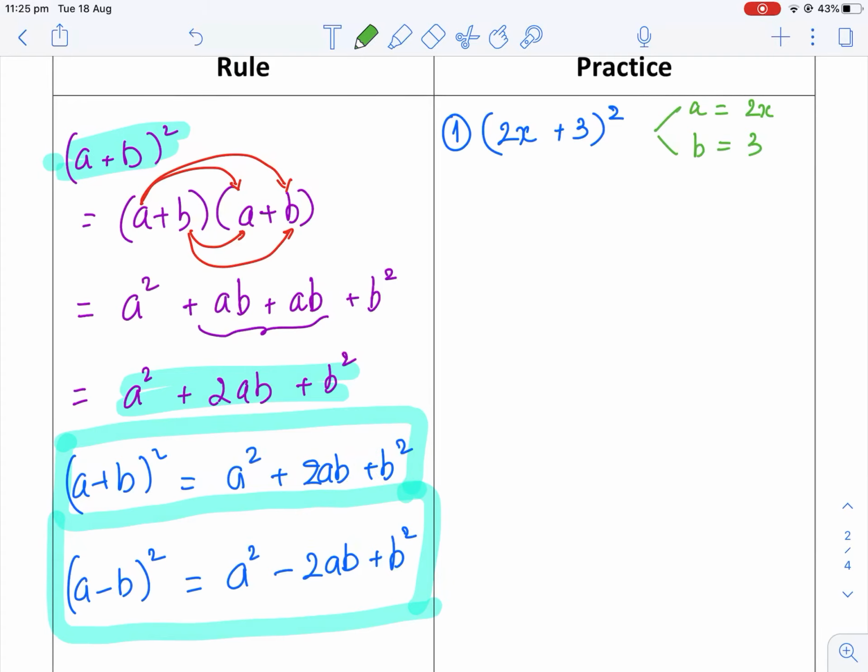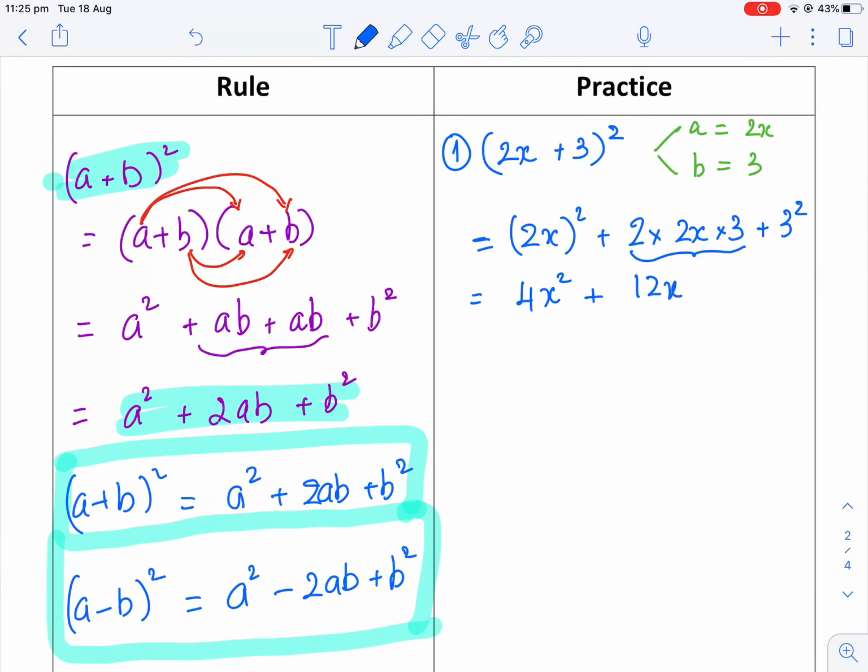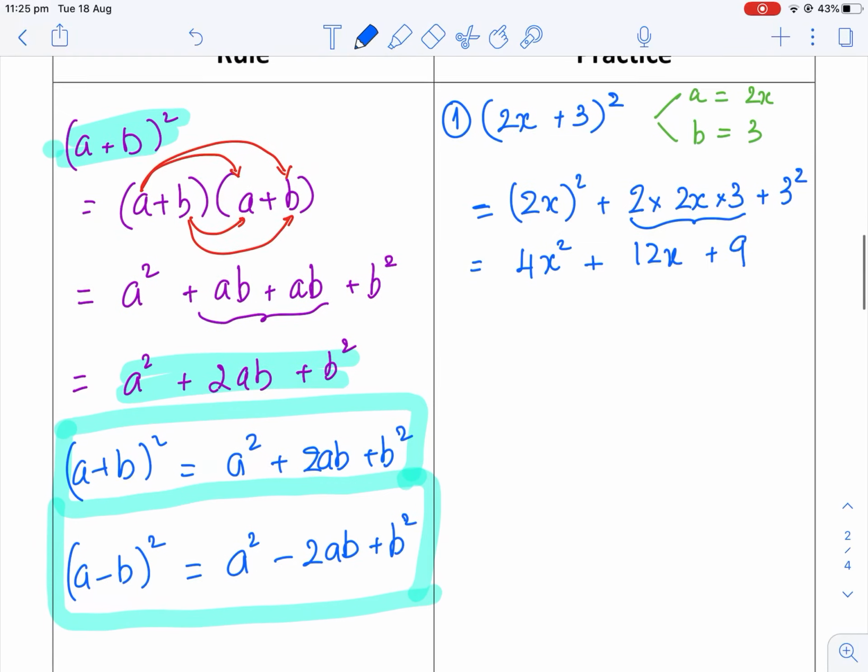And then a plus b squared equals a squared plus 2ab plus b squared. So here I have to write a squared. Now, instead of writing a squared, because my a is 2x, I'm going to write 2x squared. Plus 2 times a times b, it means 2 times 2x times 3. And then plus b squared, which is 3 squared. And then I expand them all. 2x bracket squared means 4x squared. And then this one turns to 12x, and plus 9. And this one is your final answer.